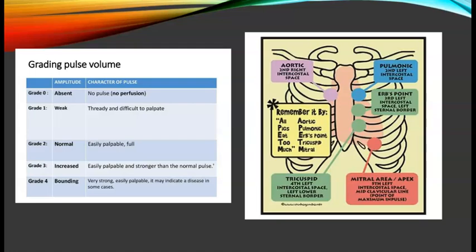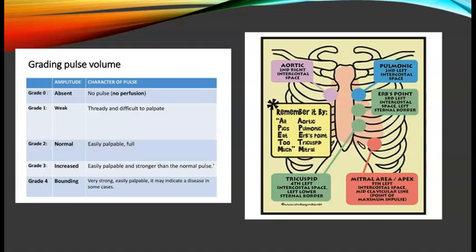And lastly, we have a 4+, which is a bounding pulse. This means it's really strong, very easy to find. It could be indicative that there is an underlying cardiac disease. So if your patient is just laying there, hanging out, and they have a 4+, that could be a bad sign. But if your patient has just run a marathon or they have had some sort of vigorous exercise, then having a 4+ would not necessarily be a concerning finding.